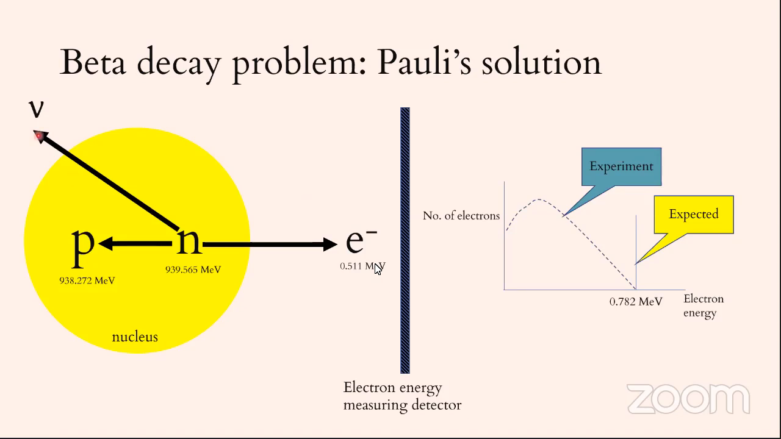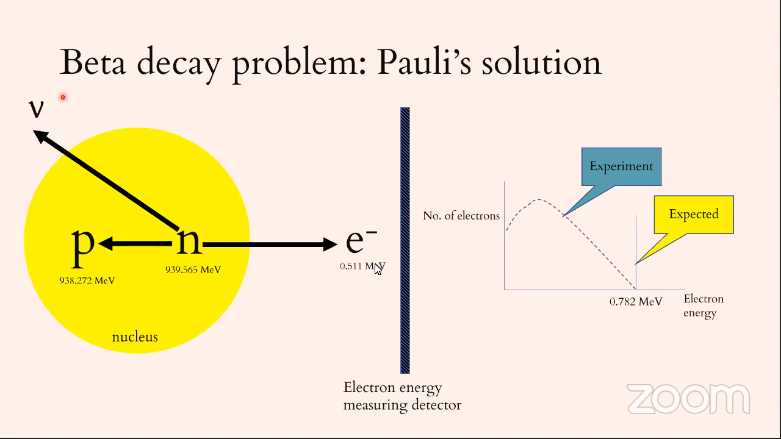Now the problem is very clear. Now we know that the neutrinos are there. The problem is, how do we detect these neutrinos? They're chargeless, massless, and weakly interacting. So that's a notoriously difficult particle to detect.